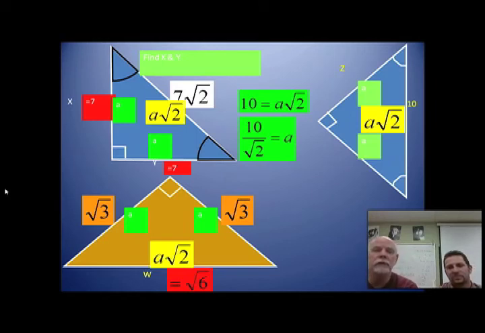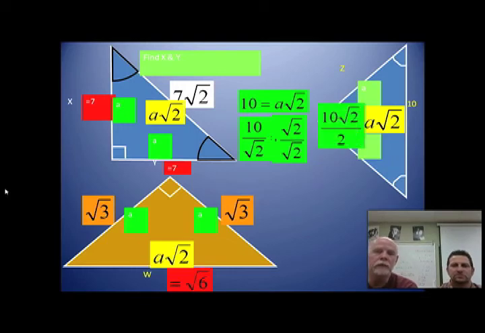The way you do that is called rationalizing the denominator. To rationalize the denominator, you multiply top and bottom, numerator and denominator, by that radical 2. On top, you get 10 radical 2. There's nothing that's going to change there. On the bottom, you get radical 2 times radical 2, which is radical 4, like we did in the last example. But radical 4, the square root of 4, is 2. So it's 10 radical 2 over 2.